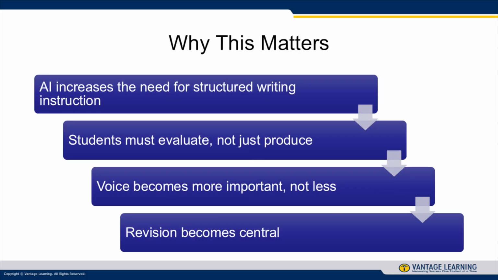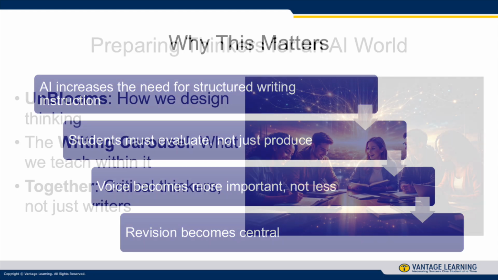AI will continue to evolve. The tools will become faster, more polished, more persuasive. But the future will not belong to those who can generate text. It will belong to those who can evaluate it, to question it, to refine it, to build on it with original thought. If we fail to shift instruction, we risk preparing students for a world that no longer exists. If we succeed, we prepare them to lead in the one that does.